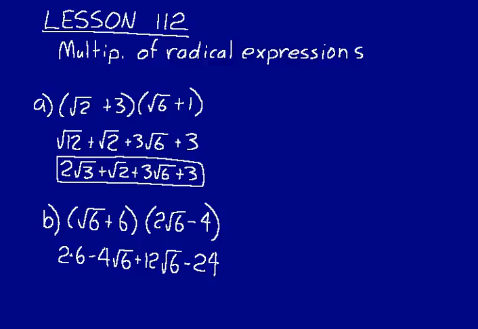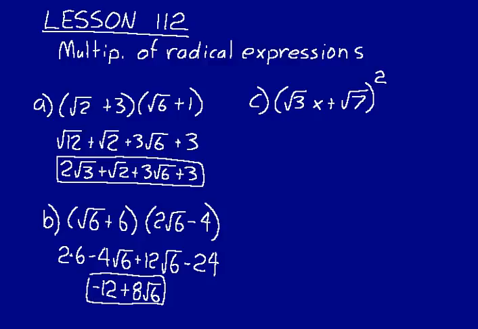Now let's simplify where we can. We have a 12 and a negative 24, so that would just be a negative 12. And then negative 4 times the square root of 6 plus 12 times the square root of 6 would add together to 8 times the square root of 6. And so there's our answer.